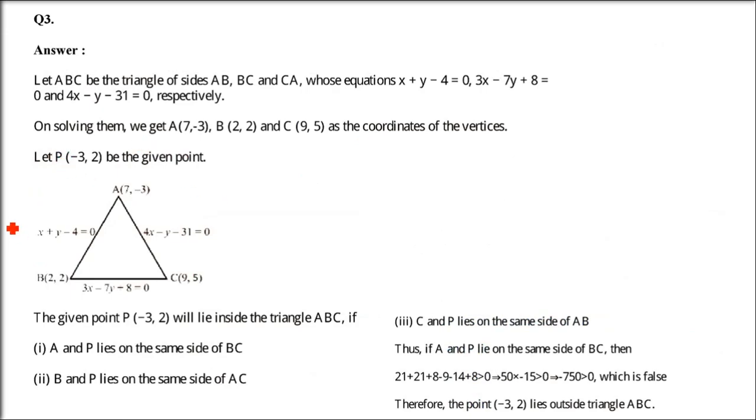Question number 3 says, determine whether the point (-3, 2) lies inside or outside the triangle whose sides are given by the equations x + y - 4 = 0, 3x - 7y + 8 = 0, and 4x - y - 31 = 0. And here what we have to do, first and second we have already done. So we already have the idea.